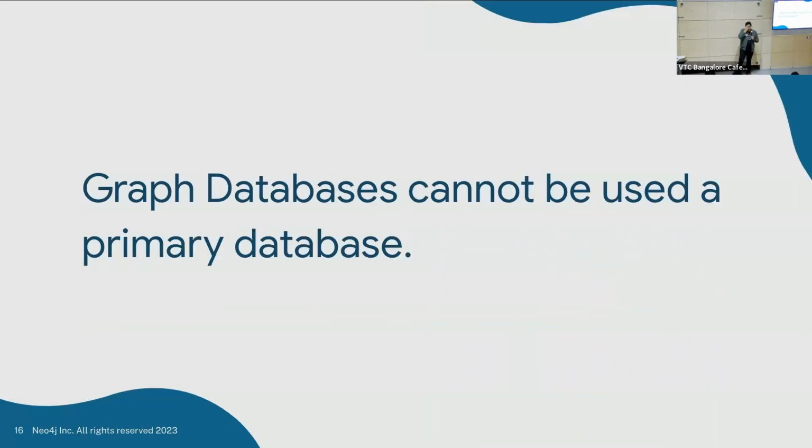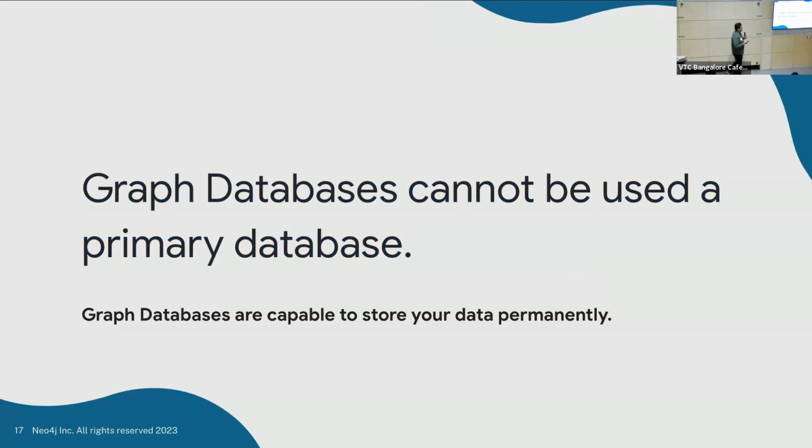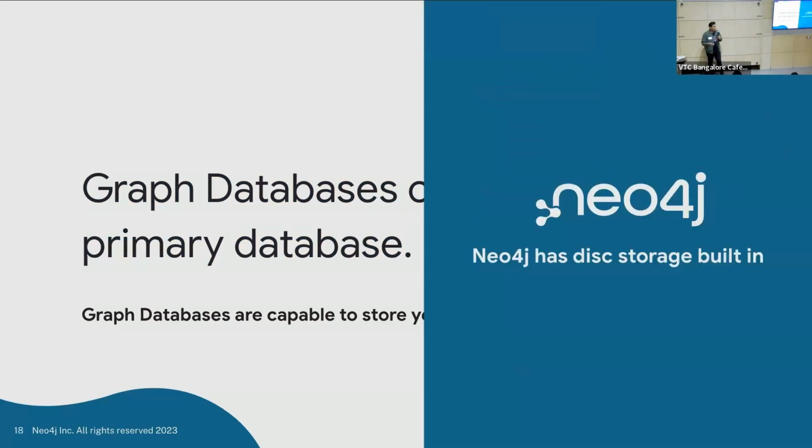The next misconception is that it cannot be used as a primary database. Well, that's also not true. Graph databases are capable of storing the data permanently. You can use it as your single database as well. Neo4j has built-in storage, so you can get rid of your actual data pipeline and just move everything directly to Neo4j.